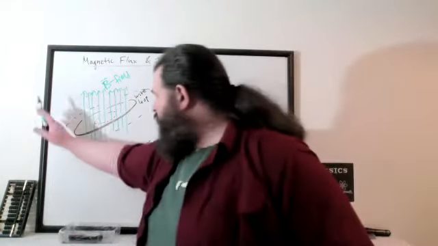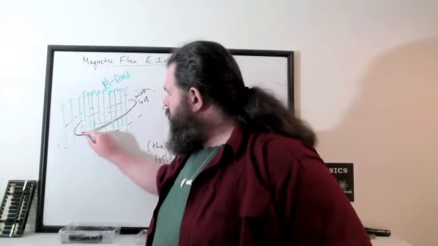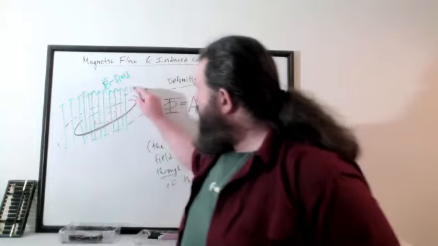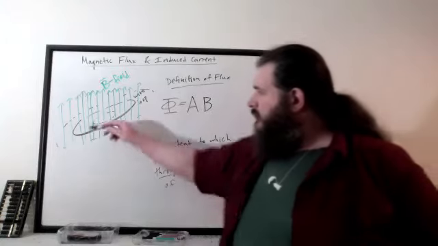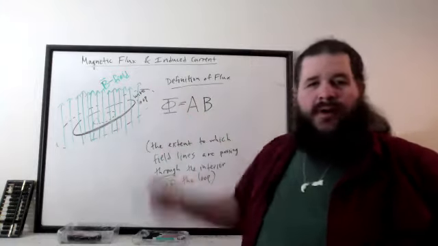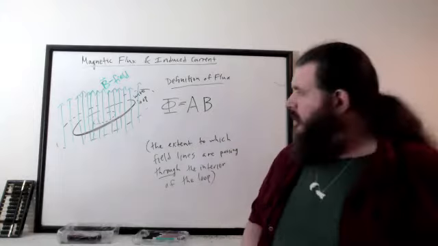And of course, there are presumably going to be arrows outside the loop as well. But for flux, we only care about the arrows passing through the interior. And the stronger the magnetic field is, the more field lines there are per square centimeter, the more densely packed they are. So that's also going to be more field lines.